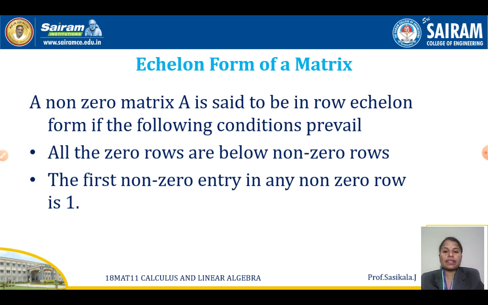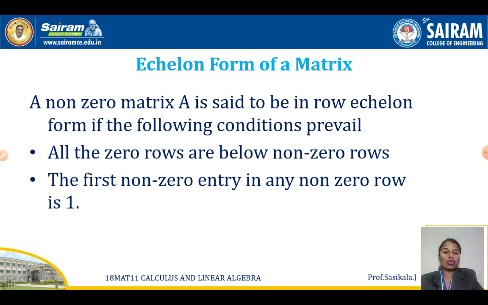A non-zero matrix capital A is said to be in the row echelon form if the following conditions prevail. So when can you tell it is an echelon form? All the zero rows are below non-zero rows, and the first non-zero entry in any non-zero row is 1. So only these two conditions. If after doing all the elementary row transformations on the given matrix, you get a row where all the elements are 0, it should be only at the last. That is what is mentioned there.